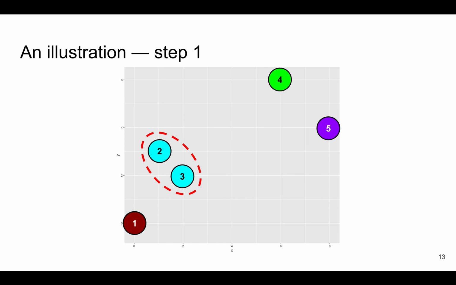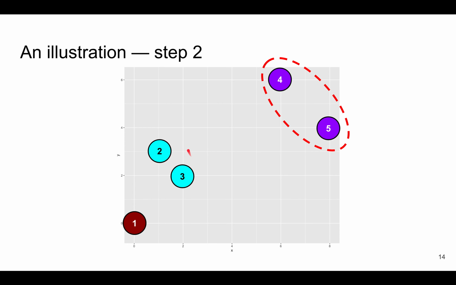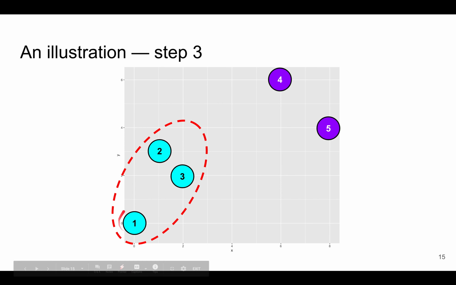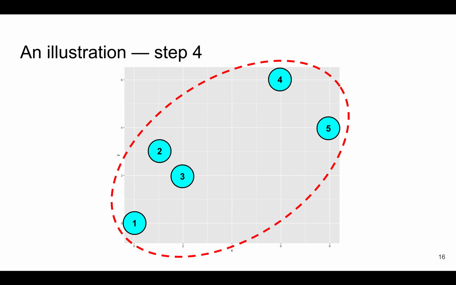Alright, so first these 2 points are the closest, so we'll combine them into a single cluster and color it. Then the next 2 closest points are 4 and 5, so we'll combine them into a single cluster and draw it in a single color. Then we combine 1 into the 2, 3 cluster. And finally, we combine everything into a common cluster.